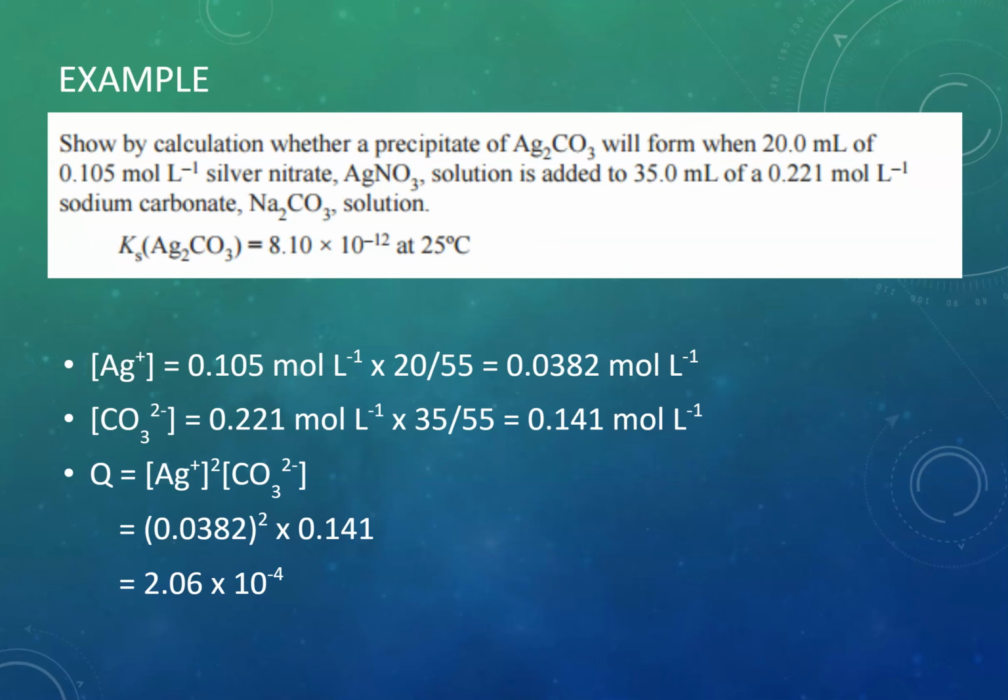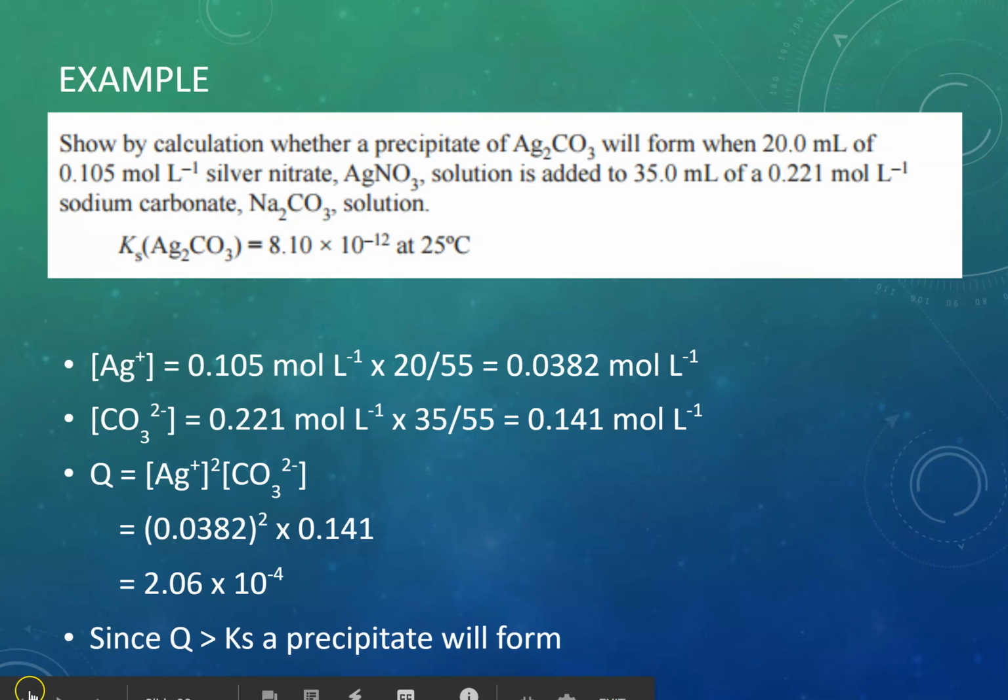Now we have to answer the question. This is always really important. Since Q is greater than Ks, a precipitate will form. It's always important to put that final statement in. If you don't, you won't get full marks for the question because you haven't actually answered the question. So that's how you can figure out whether a precipitate will form or not. Come back for my next videos where we're going to look at some other things that can happen with equilibria.